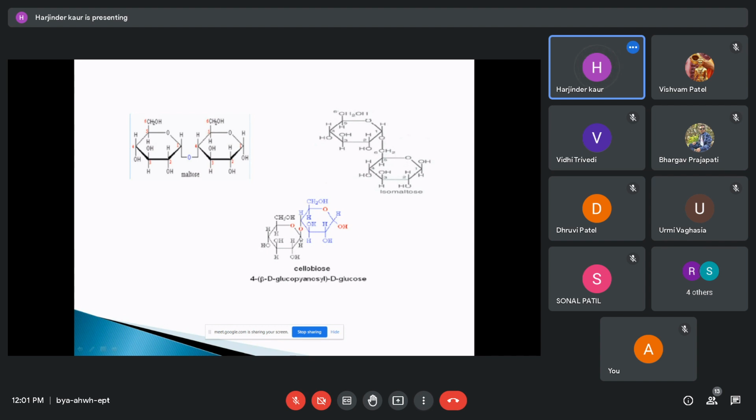This is cellobiose. This is carbon 1, this is carbon 4, and H is up, H is down, OH is up, a beta linkage is there, 4-beta-D-glucopyranosyl D-glucose. This is how we write the nomenclature, the IUPAC nomenclature.